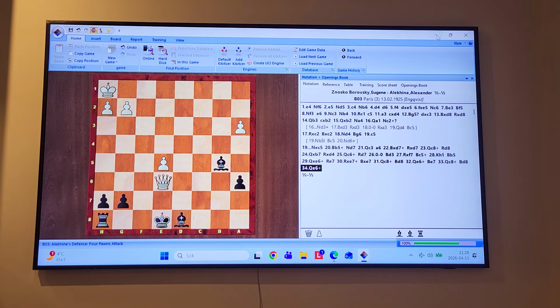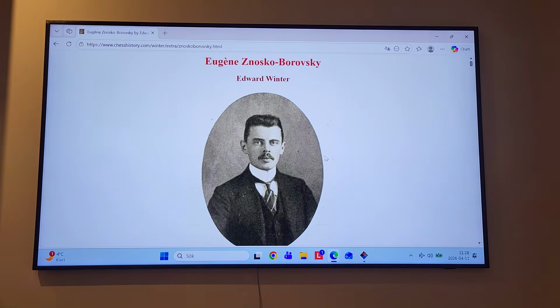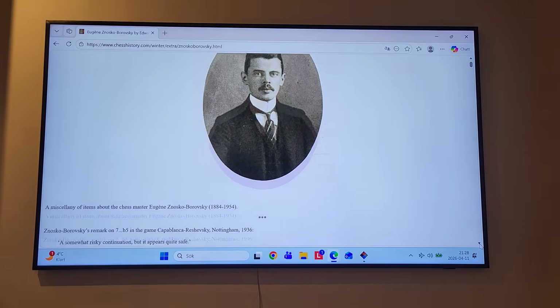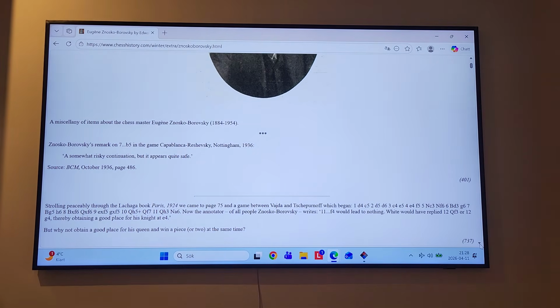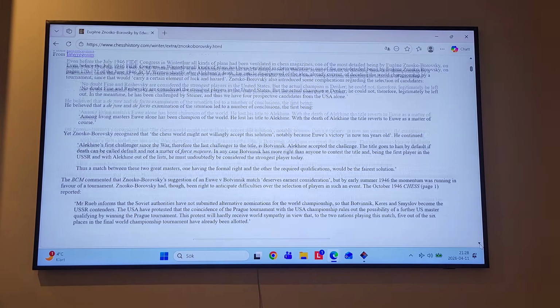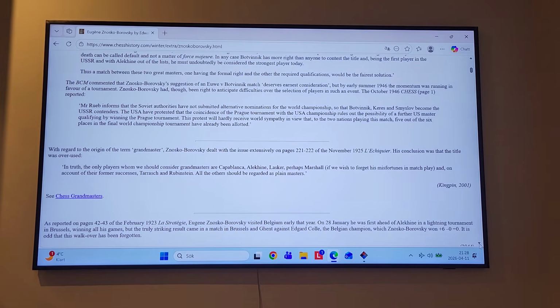So here we could see a little bit how he played against Alekhine. You can also find a lot of interesting information on the internet. I can especially recommend what the British historian Edward Winter has written about him. And here you also can see a picture of him. So we have a lot of information here.